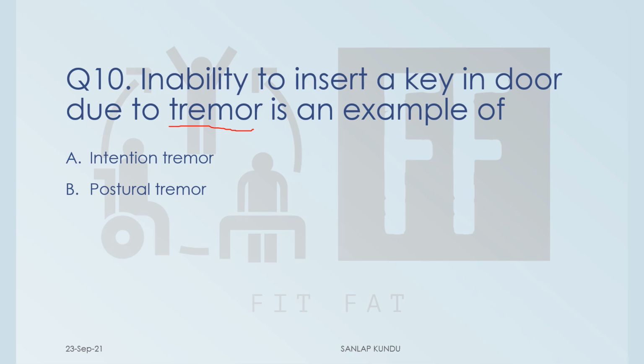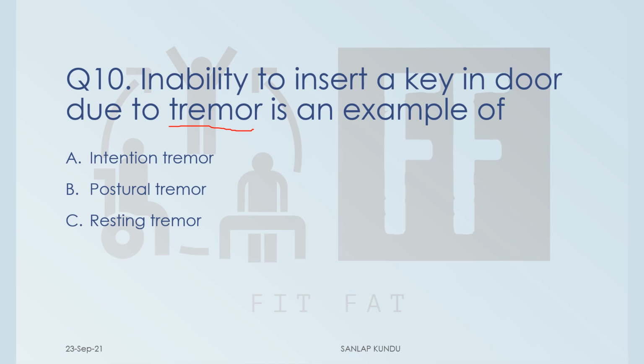Option B, okay, postural tremor. Now what is postural tremor? See, postural tremor is basically when the patient is sitting or standing, when the limb or the body is supported against gravity. What the patient does is, they typically present with this sort of tremor, that is shaking back and forth, oscillatory movements. So this is not the answer.